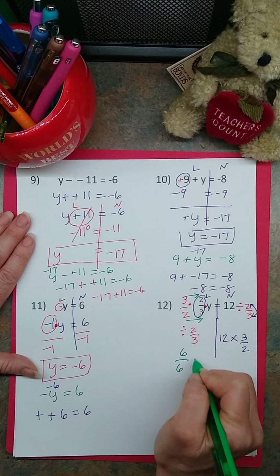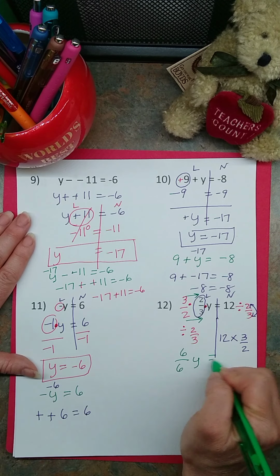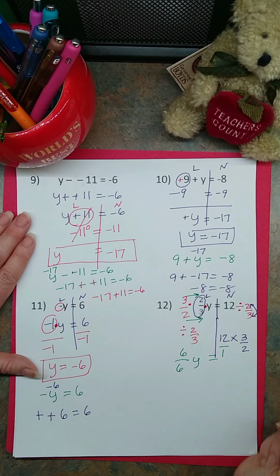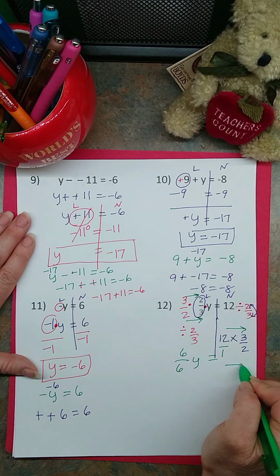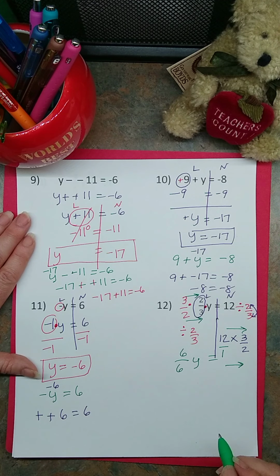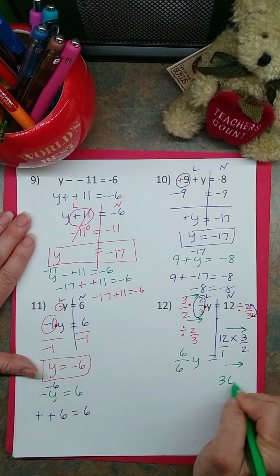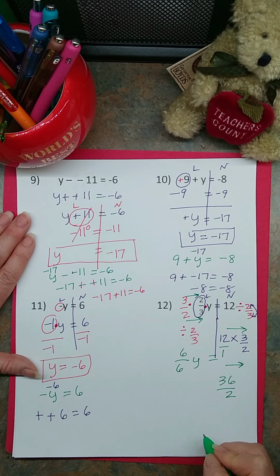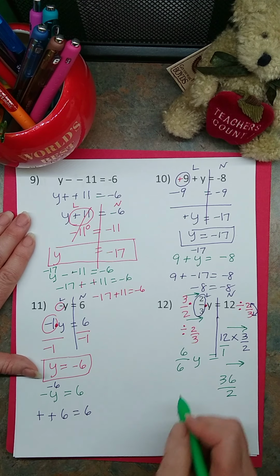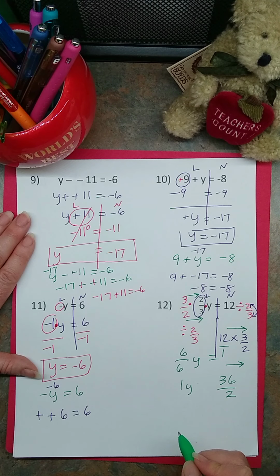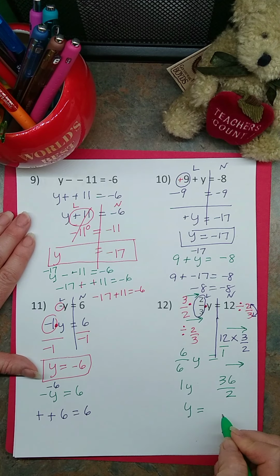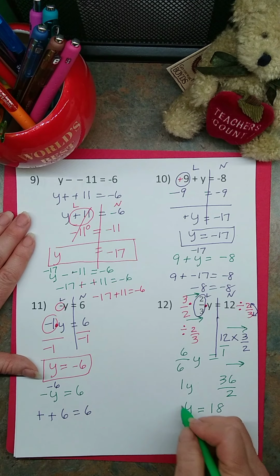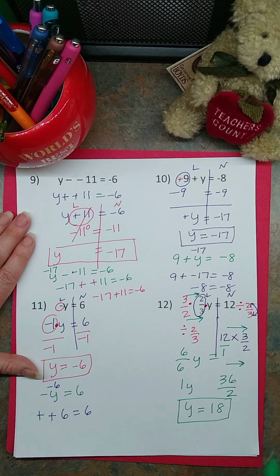You will get 6 over 6y. And then over here, put the 12 over 1, multiply straight across the top and straight across the bottom, and you will get 36 over 2. 6 over 6 is 1y. 1y is just regular y. And 36 divided by 2 is 18. Final answer. How do you check this?